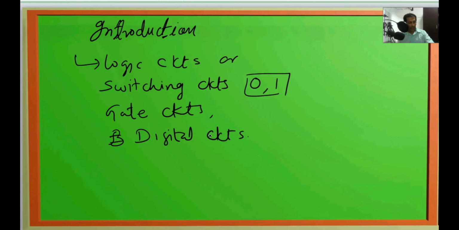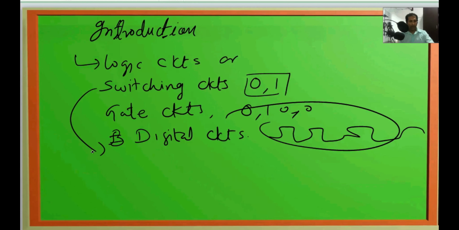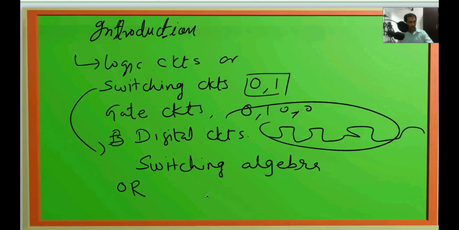Similarly, switching algebra, switching logic, there is a pattern of zeros and ones, and there are different pulses. When we are performing some algebraic operation, it is called switching algebra, the algebra related to switching, or it is also called Boolean algebra. So switching expressions and Boolean expressions mean the same.